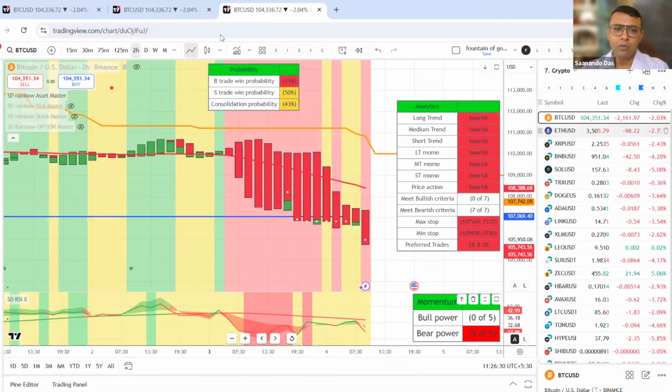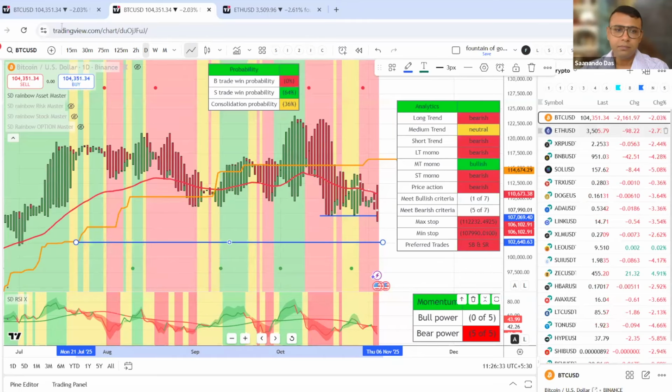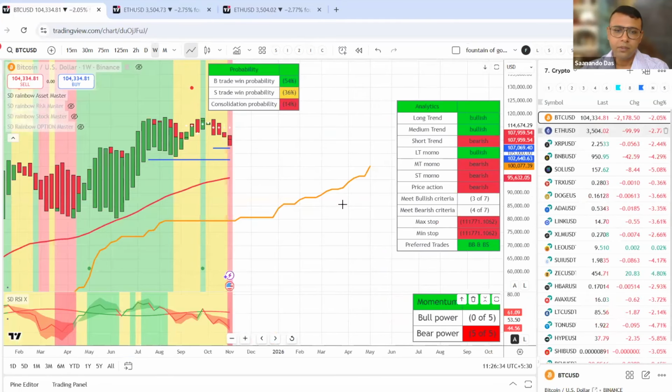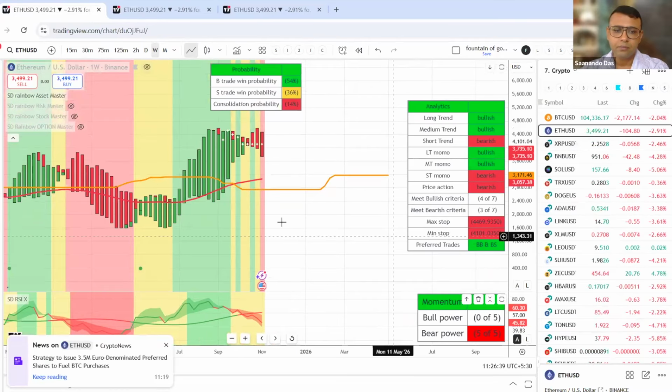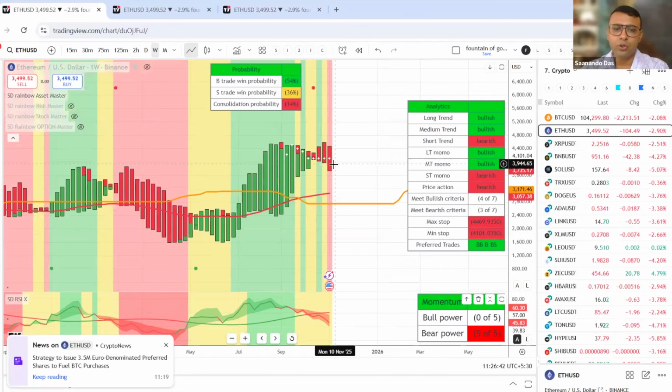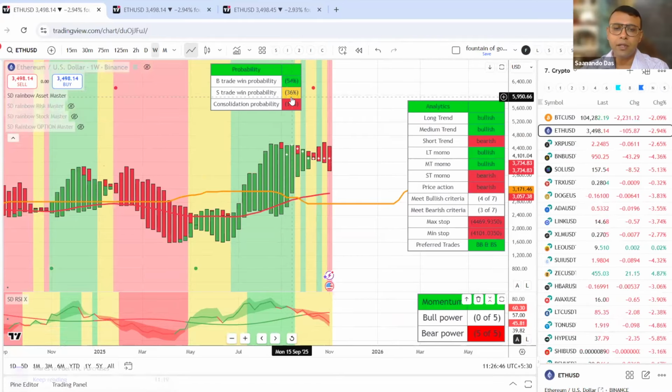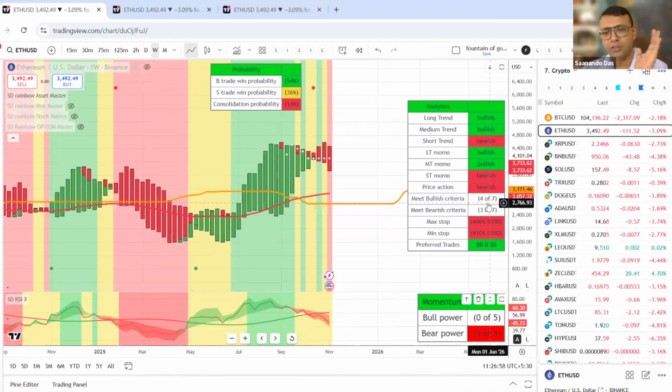Let's check out another one, Ethereum. First, we will take a look through the weekly chart. Ethereum, also like Bitcoin, has turned bearish. Similar probability of success for sellers, 36%. In my factor setup, I can note 8 factors are bearish, 4 bullish, more on the trend side, whereas the momentum is on the bearish side.